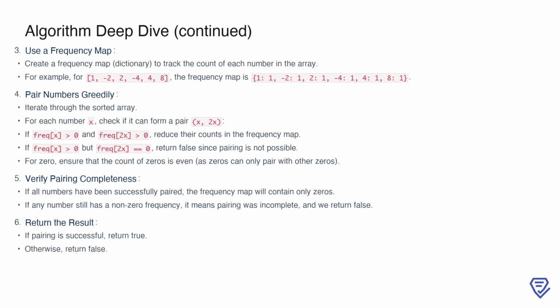For each number x in the array, we check whether it can form a pair x, 2x. If both x and 2x have counts greater than 0 in the frequency map, we reduce their counts, effectively marking them as paired. However, if x still has a positive count but 2x is unavailable, it means pairing is not possible, and we can return false immediately. Special attention is required for zeros, where the count must be even, as zeros can only pair with each other. Finally, when all numbers are paired, the frequency map should reflect 0 counts for every element. If any number remains unpaired, indicated by a non-zero count, the pairing is incomplete, and the result is false.